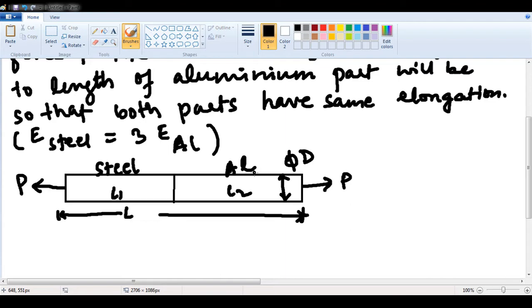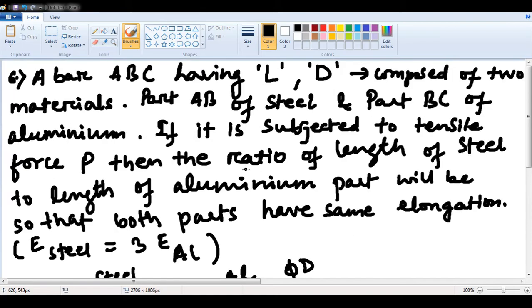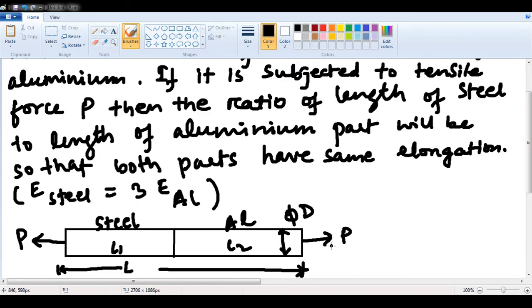Now what is given is a bar ABC having length L and diameter D composed of two materials. You have already seen the diagram, part AB of steel and part BC of aluminium. If it is subjected to tensile force P, yes, it is a tensile force because the forces are away from the center of gravity, then the ratio of length of steel to the length of aluminium will be so that both parts have the same elongation.